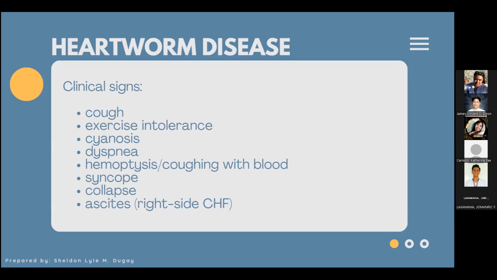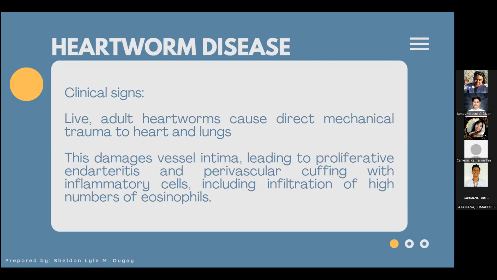Tapos hemoptysis or coughing with blood. Tapos syncope, tapos collapse, and nagkakaroon din ng ascites kasi yung mostly yung heart failure is sa right side. So expect na natin na magkakaroon ng ascites or mga fluid sa abdominal area.